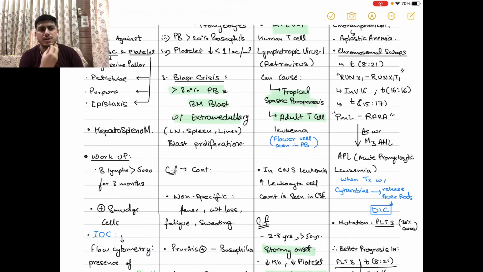You will obviously identify it's an abnormal cell, but the flower is very prominent, so that you can identify the flower. It's like a basophilic cell. Similarly, it will be a lymphoblastic cell, but in a flower shape.